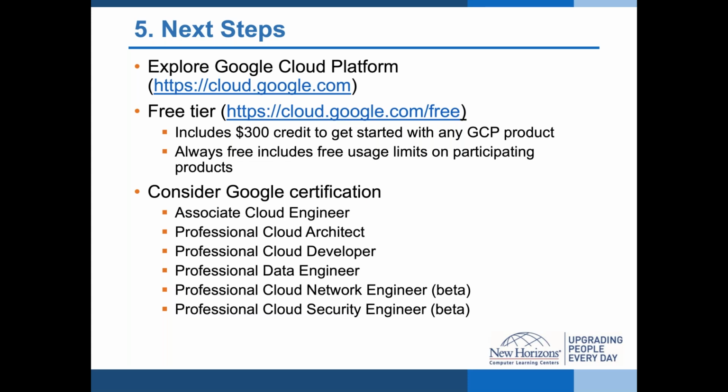You first go to cloud.google.com, log in with your Google address or create a new one. Google has a free tier of different services, and I gave you the URL there, that includes a $300 credit to get started with any GCP product, so you can just go in there and start playing without worrying about having to pay actual dollars. And then there's also this free tier that's always free, that includes certain usage limits on participating products. So it's not quite everything, but there's a bunch of, like, Compute Engine and stuff like that.